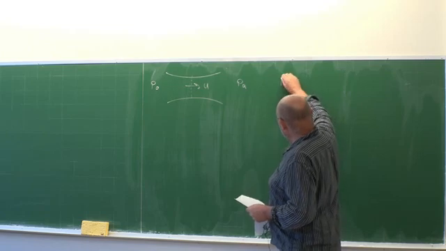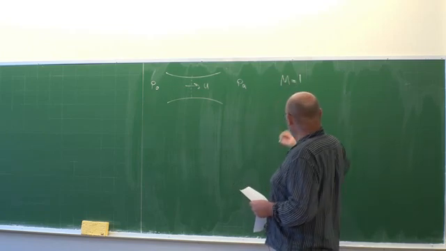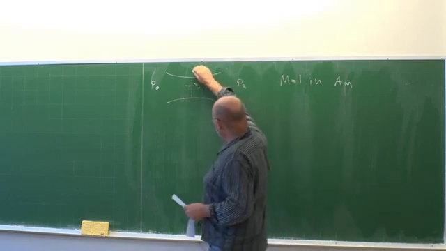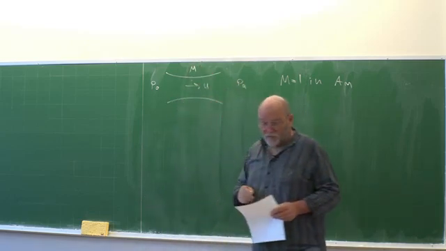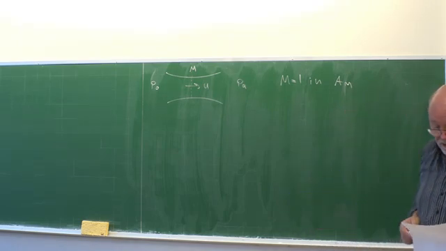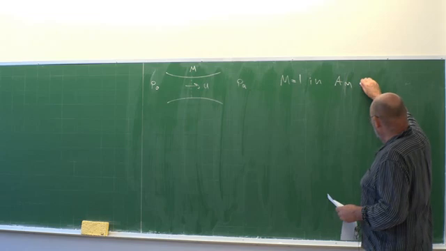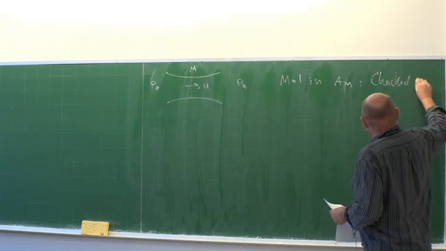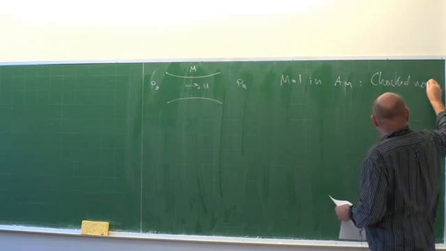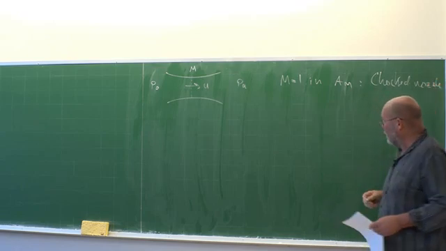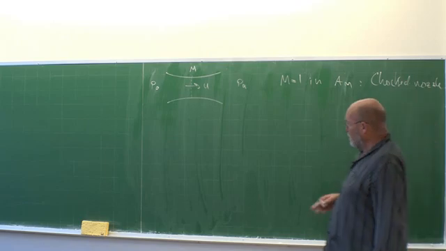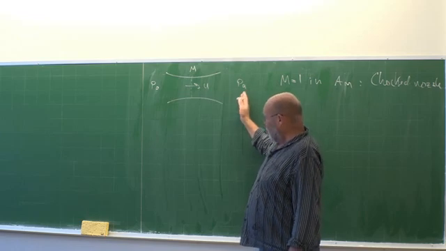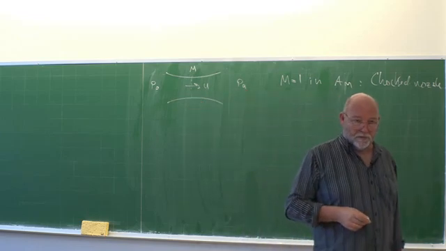And when that happens, M equals 1 in this cross-sectional area, A_M. When that happens, we say this nozzle is choked. Choked nozzle. It means you can lower the back pressure even more to see if you can get more flow through this nozzle, but no, you can't.